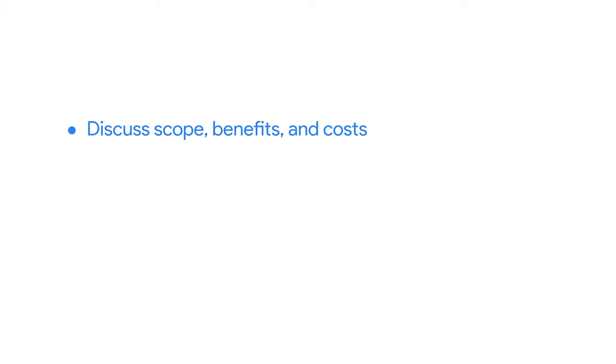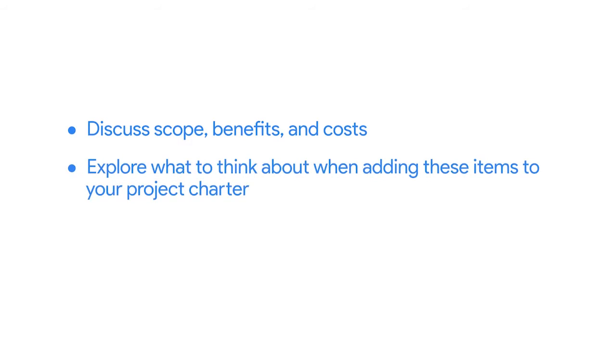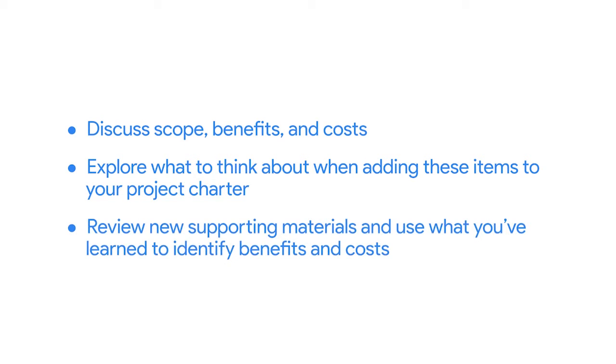Now that you've updated the project charter and edited some of the project goals to make them SMART, it's time to discuss scope, benefits, and cost. Coming up, we'll explore what to think about when adding these items to your project charter. After this video, you'll review new supporting materials and use what you've learned to identify benefits and costs which you'll add to your charter. Let's get started.